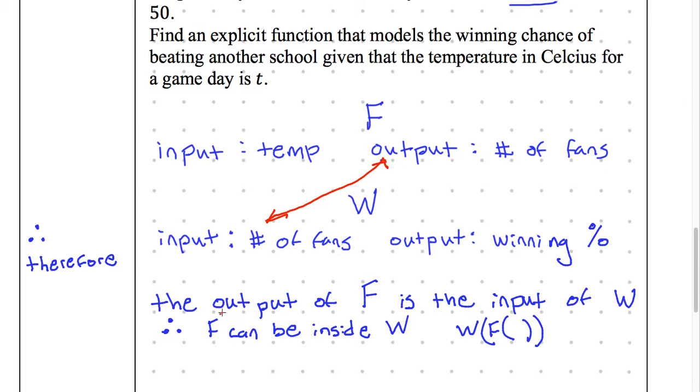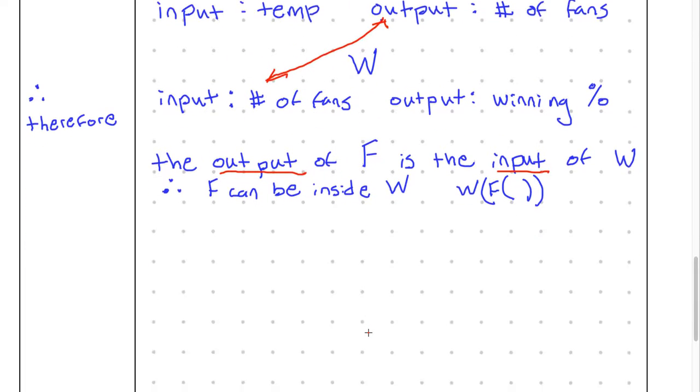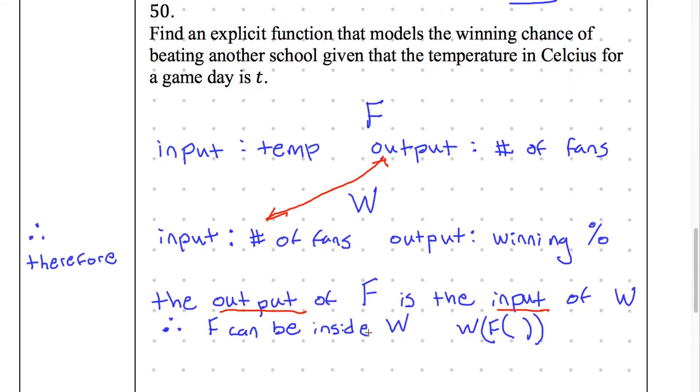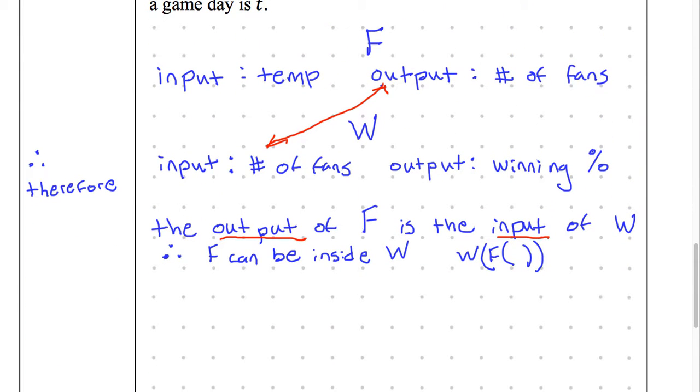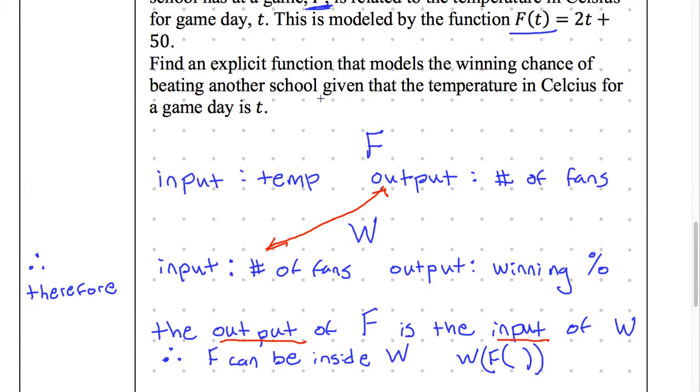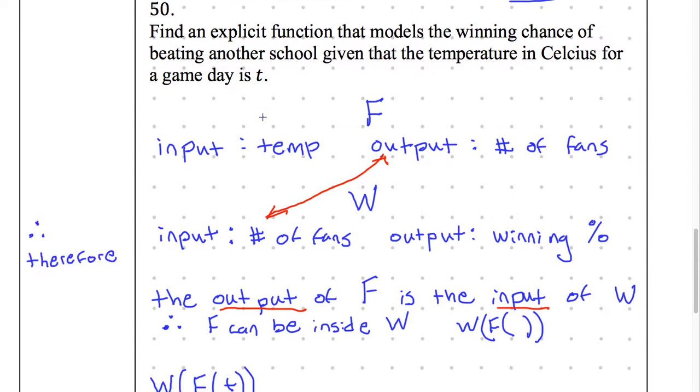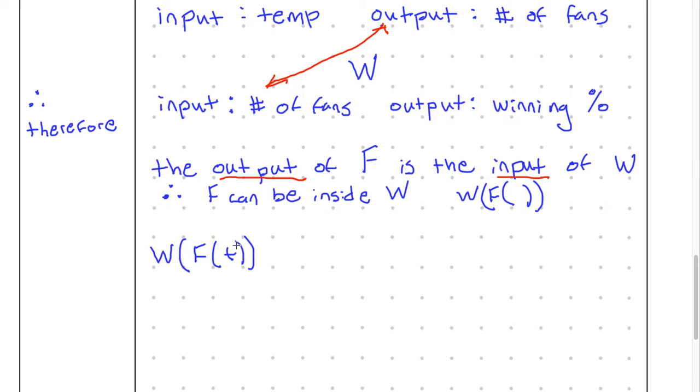All right. So the output and the input, those are the key guys. We're almost there. Now that we know that F can go inside of W, we need to actually do that. F is 2t plus 50. So this is what we're finding. Please write this down. We're trying to find W of F of T. We know T is the inside because it tells us, given the temperature in Celsius for a game day is T. So we're given T, that's our input. Given our input, find the winning percent chance.